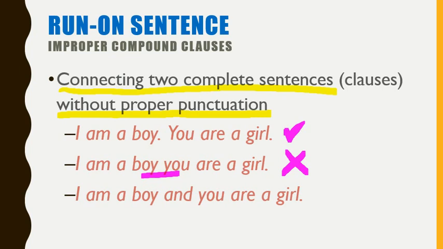I am a boy and you are a girl. In this case, this is also a run-on sentence because you improperly punctuated those two sentences being connected there. So this is a type of error that an older student might make because it seems correct, but the writer doesn't realize that the punctuation is incorrect there.